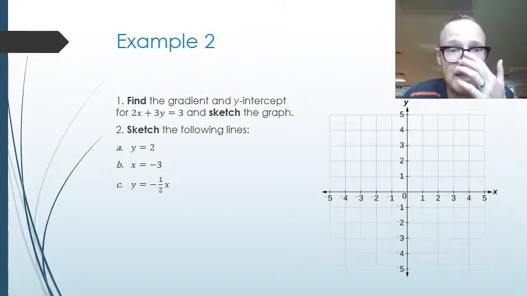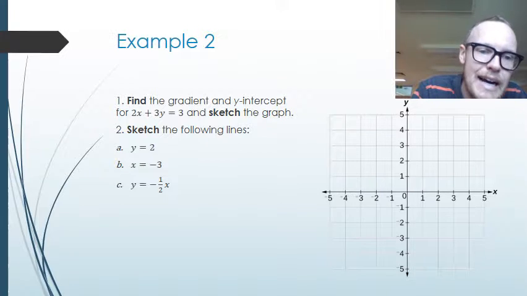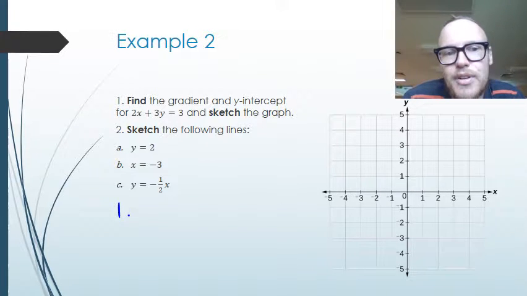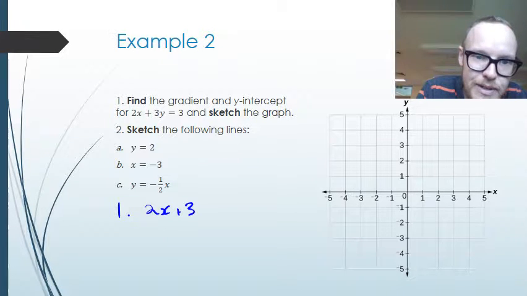Let's have a look at a couple of examples here. The first one, we're being asked to find the gradient and y-intercept for an equation, and then sketch the graph using that. So our linear relation that we have is 2x plus 3y equals 3.